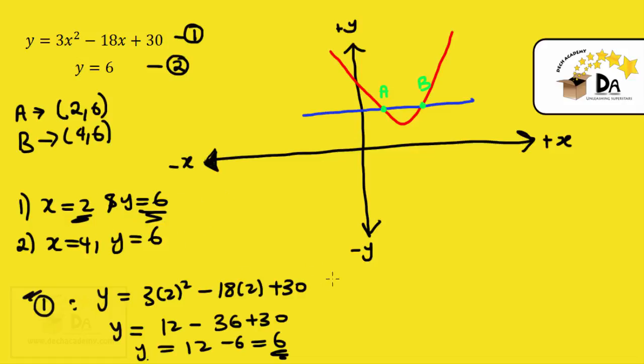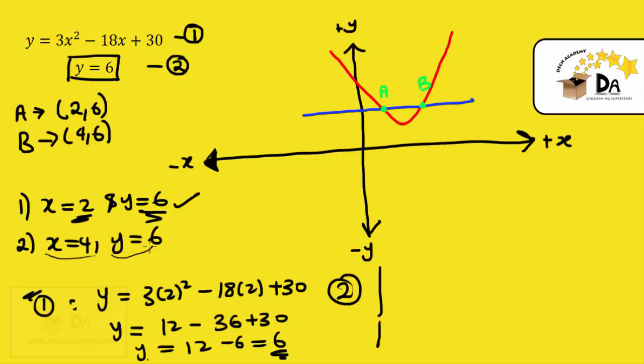Let's try the same result in the second equation. When x is 2, in the equation 2, y is 6. As you can see, this equation just says y is 6. Regardless of what the x value is, this equation just says y is 6. So this is a valid solution. Let's test the other solution.